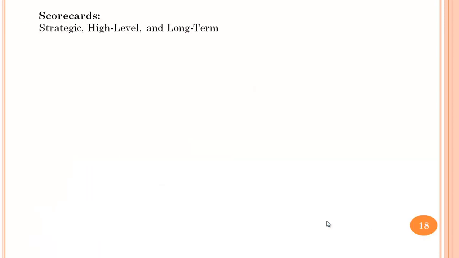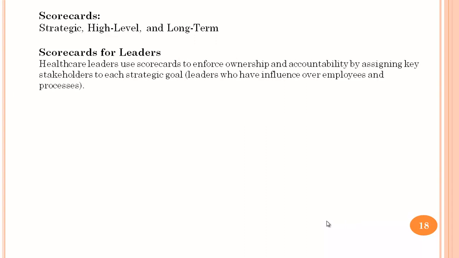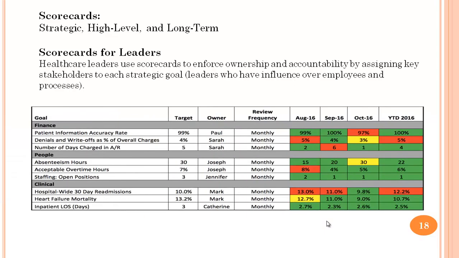Now let's see scorecards. Strategic, high level and long term. A scorecard is for leaders. Healthcare leaders use scorecards to enforce ownership and accountability by assigning key stakeholders to each strategic goal, leaders who have influence over employees and processes. Okay, this diagram shows an example of scorecards. There are goals for the finance department, people and clinical.